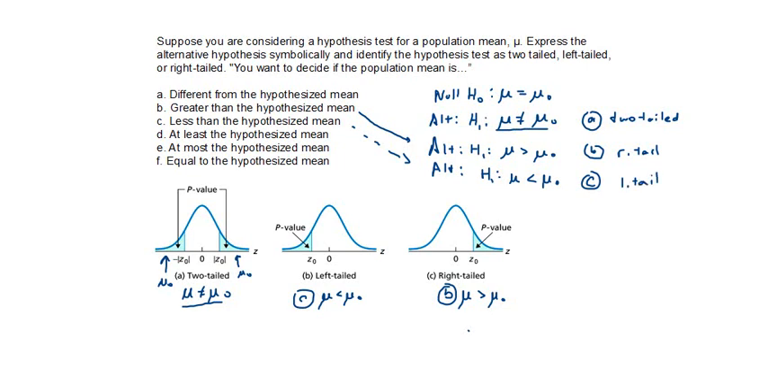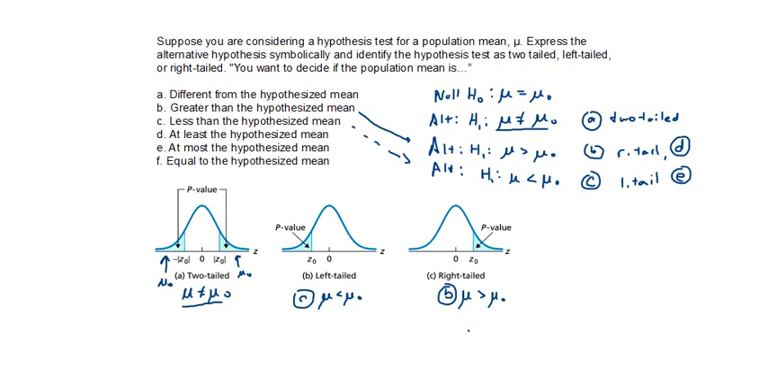What about these other two statements, at least and at most? Well, if it's at least, that means that we're actually talking about what happens if the mean is greater than the hypothesized mean. So this is also going to be the case for D. We're going to test if it's greater. If we say at most, then we're saying that we can consider the idea that the mean is actually less than, the left tail.